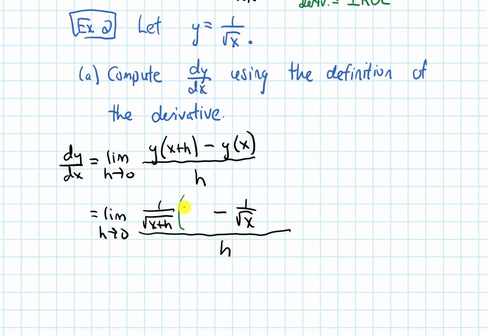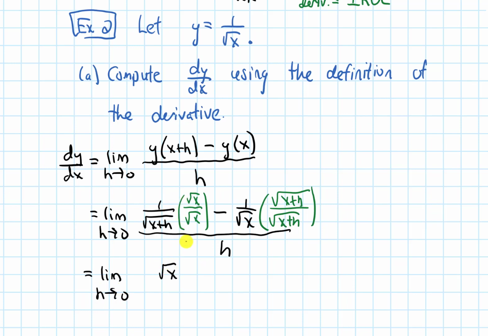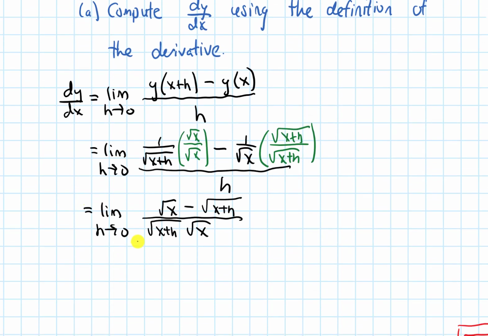The first fraction I can multiply on the top and the bottom by root x. And the next fraction I would multiply on the top and the bottom by root x plus h, so root x plus h over root x plus h. So if we simplify now, we get the limit as h goes to 0. The first fraction becomes root x on the top, and my denominator is going to be root x plus h times root x. In fact, if I just combine both of the fractions into one now, I'm going to subtract this other numerator, which is the square root of x plus h. So we have this all over that h on the bottom.